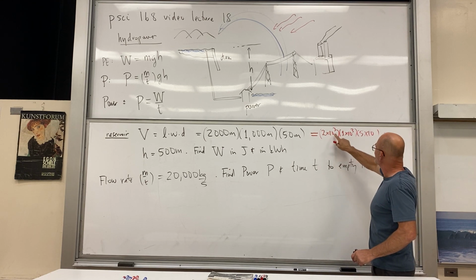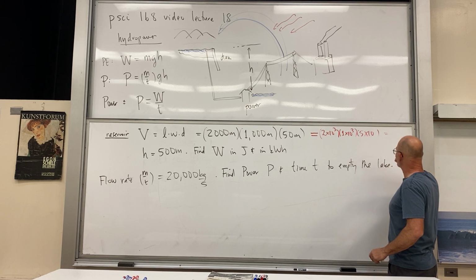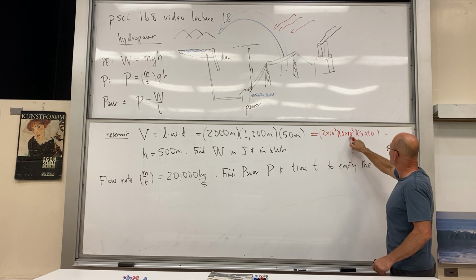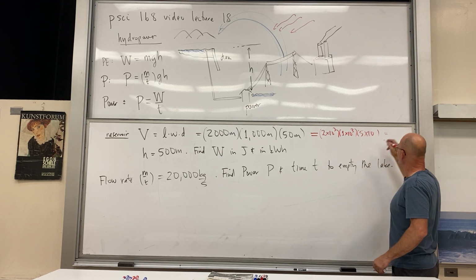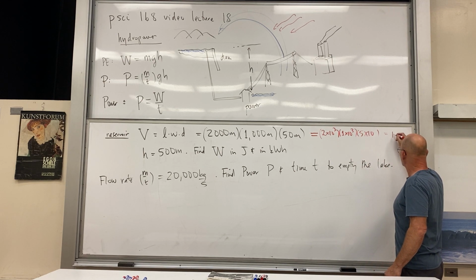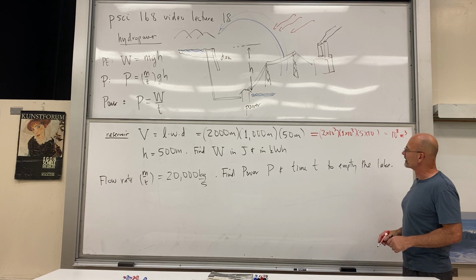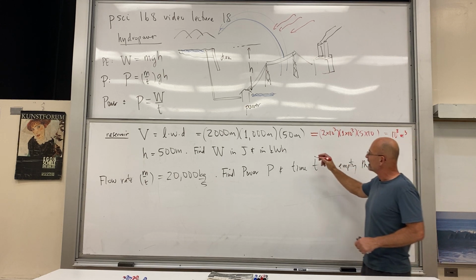10 to the 1, 3, 4, 5, 6, 7. Therefore, that would be 3, 6, 7 times 10 would be 10 to the 8 cubic meters. Okay, so we have 10 to the 8 cubic meters.